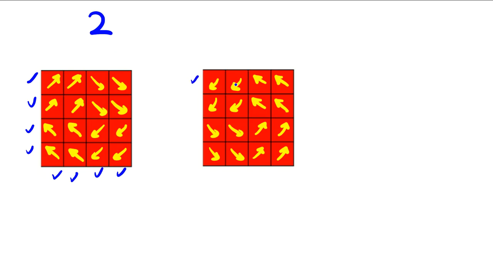Here again, this row: 2 up, 2 down, 2 up, 2 up, 2 down, 2 down, 2 up, 2 down, 2 up. This column, left to right, to left to right, to left to right, to left to right.